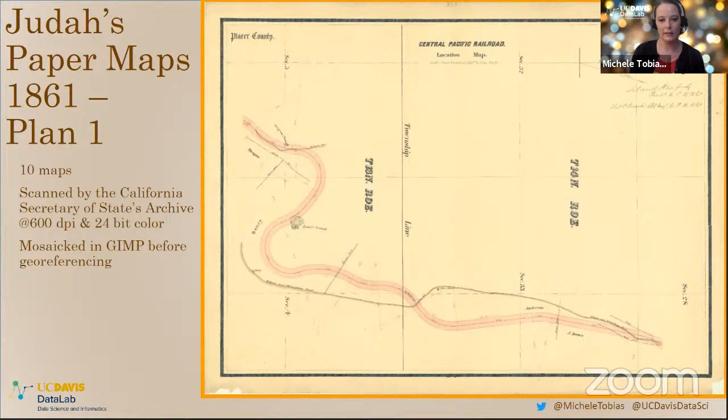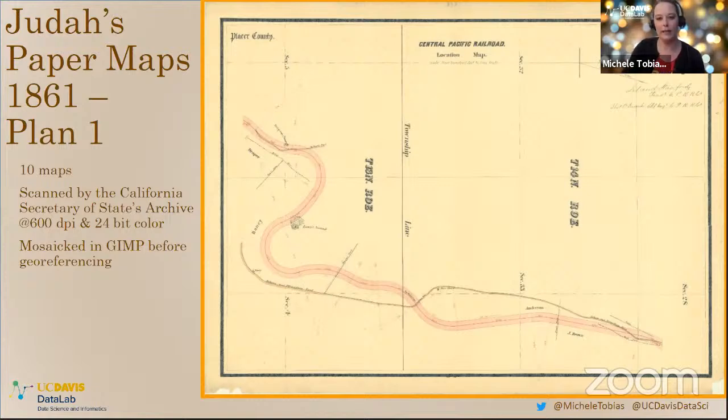So you can see in this map, there's not a lot of tie points available. There are some pieces of information like roads in this section, but a lot of the other maps that go with this one don't have a lot of available tie points. And so mosaicing them together first facilitated us georeferencing it, because then we had collectively more tie points.